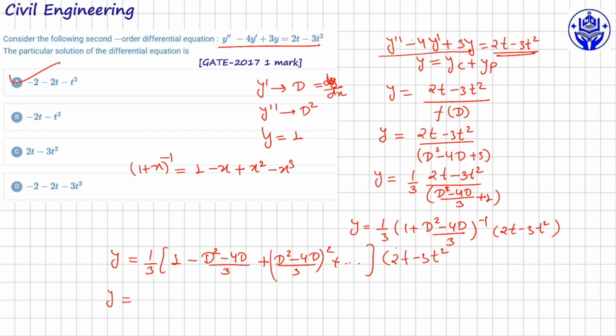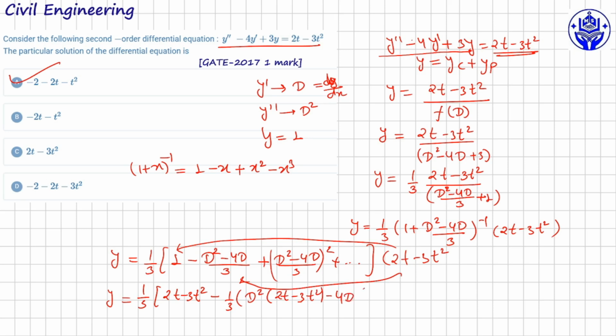It means if you write here, then what is it? 1 by 3, it is 2t minus 3t square. If you multiply with this term, then this is nothing but 1 by 3 D square into (2t minus 3t square) minus 4D (2t minus 3t square). What is the meaning of this? It means the twice derivative.